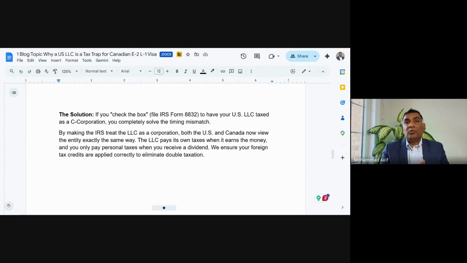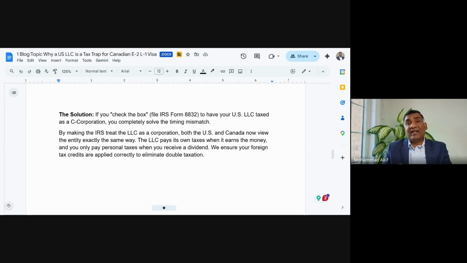So there's a form called 8832. Once we file that form, we convert the tax status of the LLC from disregarded, from a pass-through, to a corporation, which is similar to what Canada has. Canada is recognizing this LLC as a corporation. Now the US is recognizing this LLC as a corporation. Corporation on both sides.